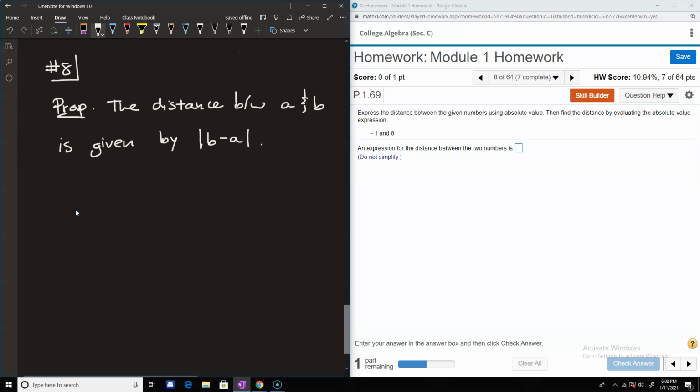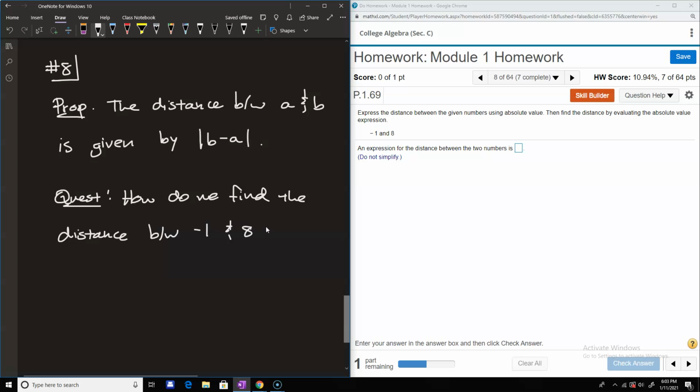So in this example, our question here is how do we find the distance between -1 and 8? Well, we can do it just using the theorem above. So we have the absolute value of 8 minus -1. And that's going to be the same as the absolute value of 8 plus 1, which comes out to be the absolute value of 9, which we know is just 9. So they're 9 units apart.